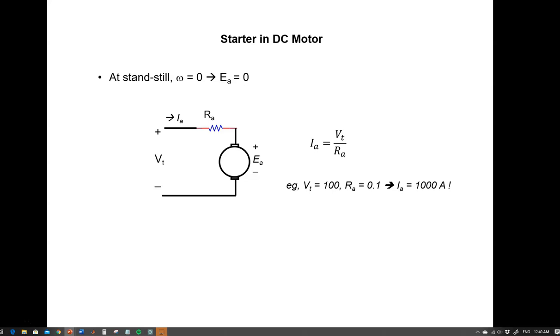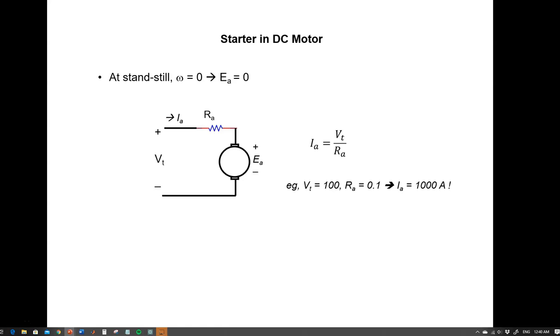Let's consider the motor parameters that we have used before in our previous examples, where RA is equal to 0.1 and the terminal voltage is around 100 volts. Therefore IA is going to be equal to 1000 ampere. And this is very large because for the typical machine that we used in the previous example, the rated current is only 120 ampere.